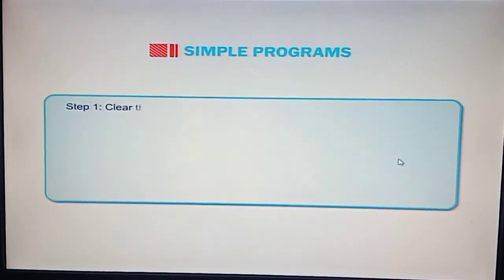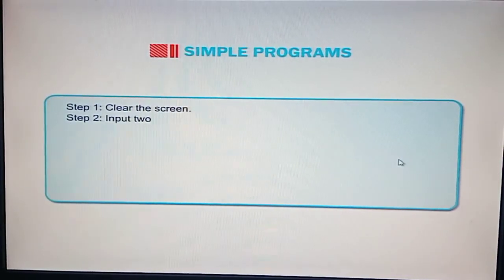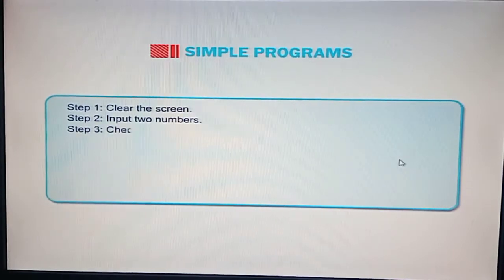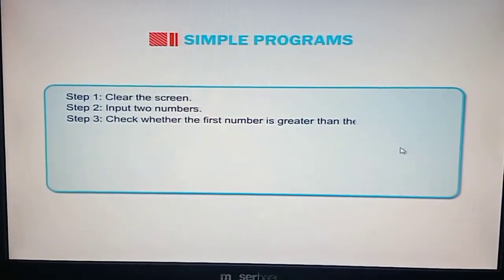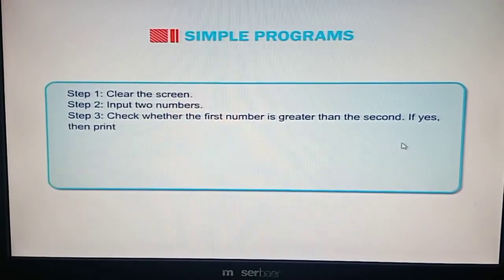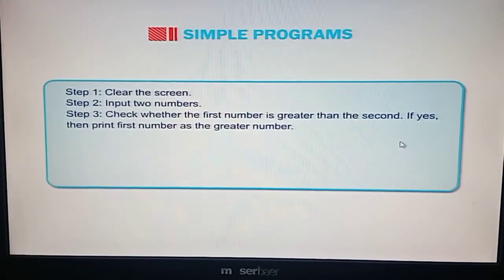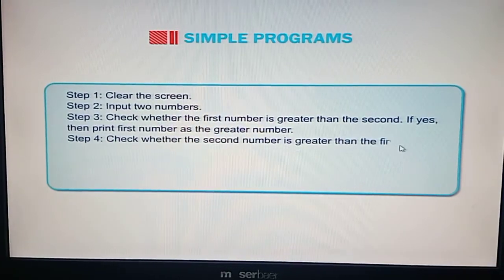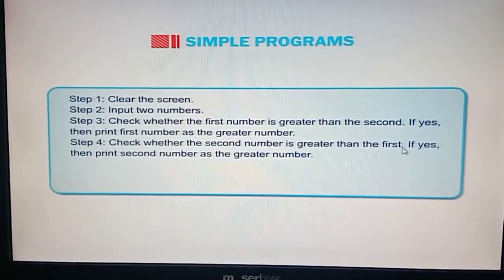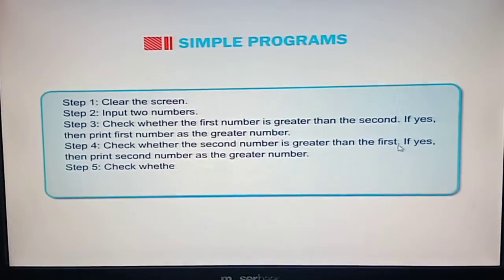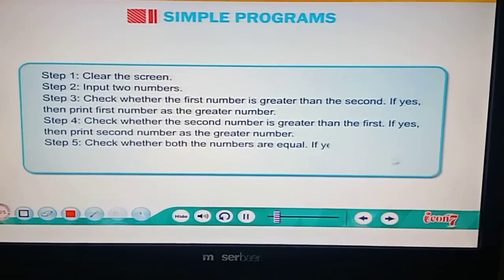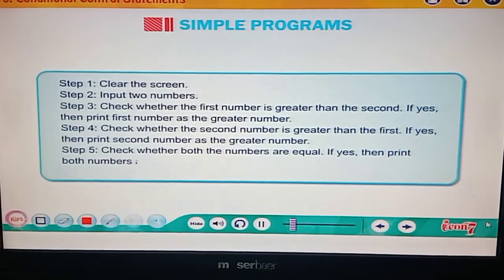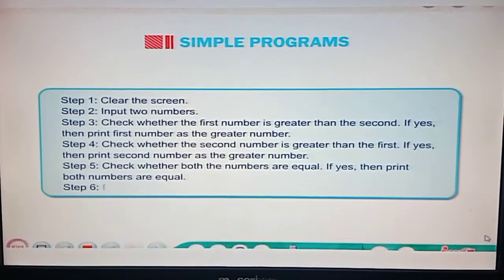Step 1. Clear the screen. Step 2. Input two numbers. Step 3. Check whether the first number is greater than the second. If yes, then print first number as the greater number. Step 4. Check whether the second number is greater than the first. If yes, then print second number as the greater number. Step 5. Check whether both the numbers are equal. If yes, then print both numbers are equal. Step 6. End the program.